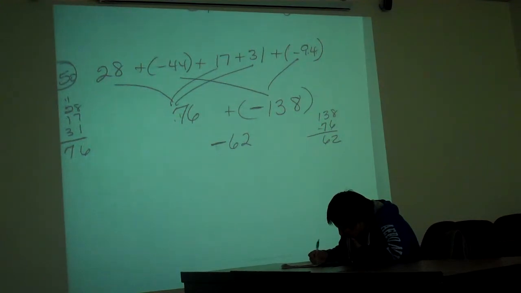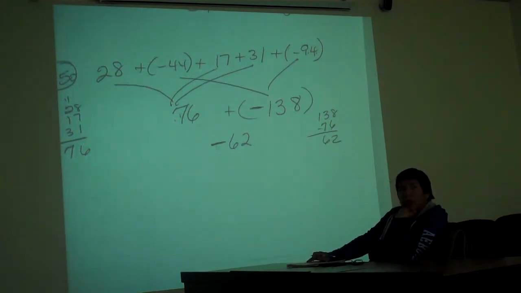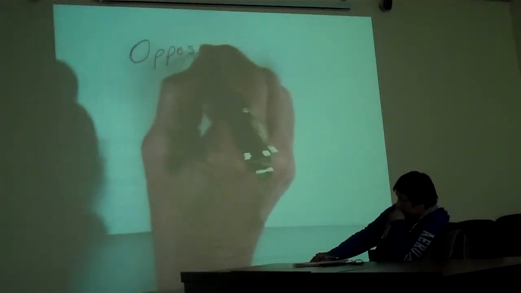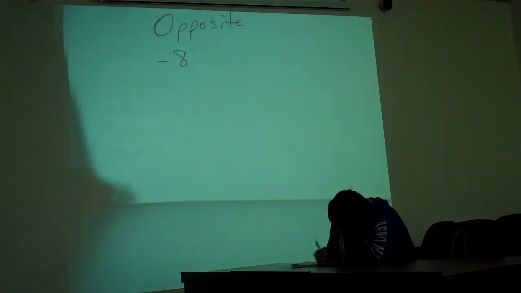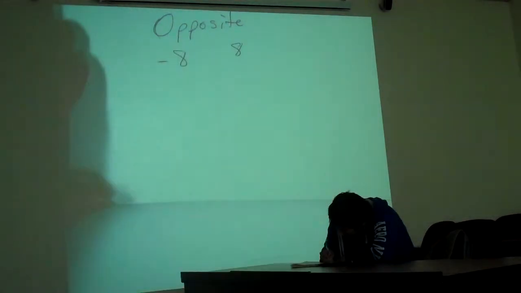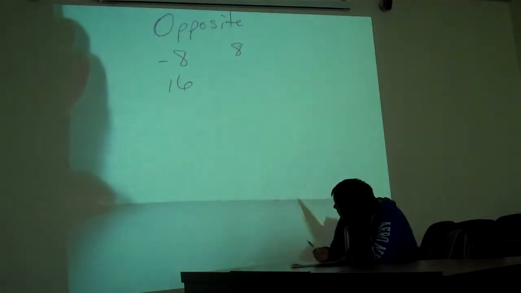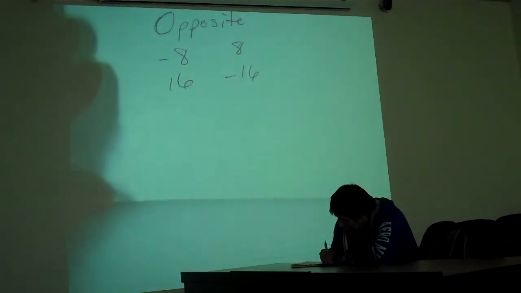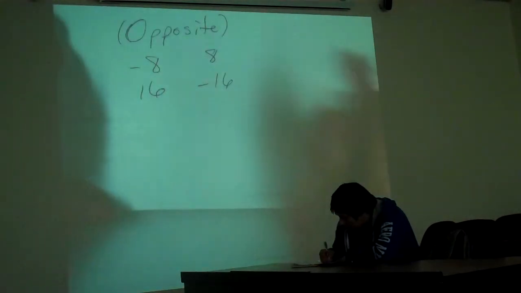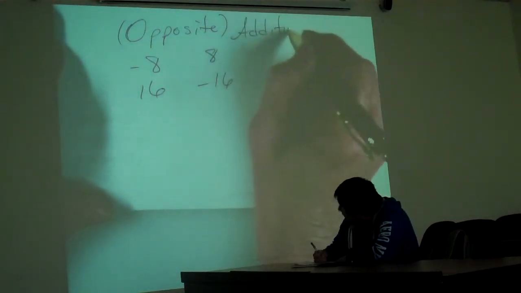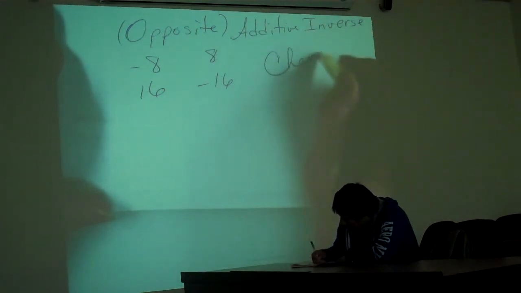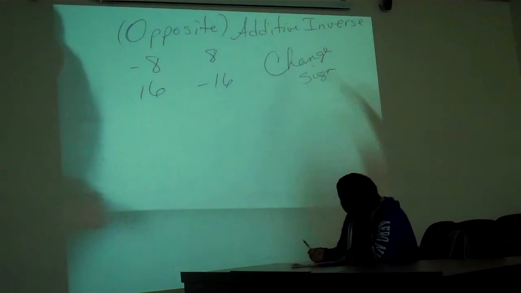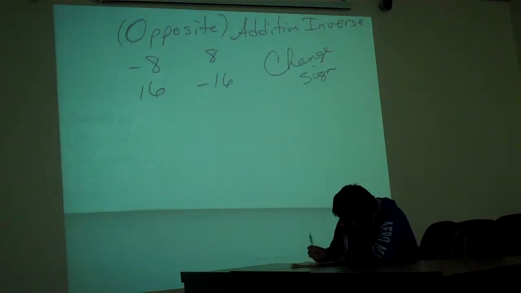Okay, if it asks you to do the opposite of a number, let's do that. Opposite. What do you think the opposite of negative 8 would be? Positive 8, right. What's the opposite of 16? Negative 16. So the opposite, also called additive inverse, all you have to do is change the sign. Okay? So anything that says opposite, just change the sign on it.